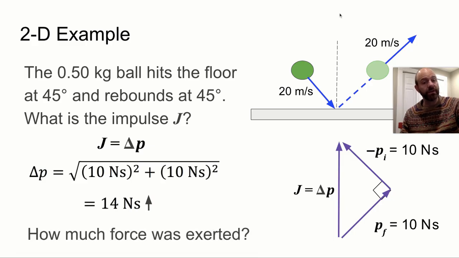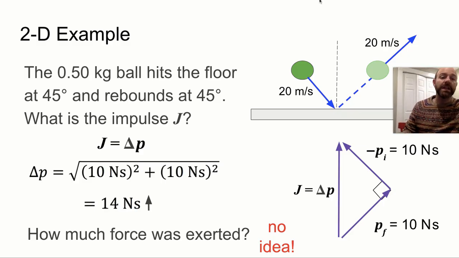So how much force was exerted in this case? You can go one step further and try to find that, but we don't have any idea in this case, right? We don't have any information about that. We could talk about how impulse is change in momentum and try to figure out that force, but we would need information about time of collision, and we don't have that information, so we can't solve for it.